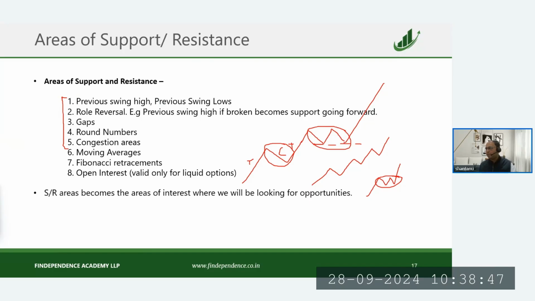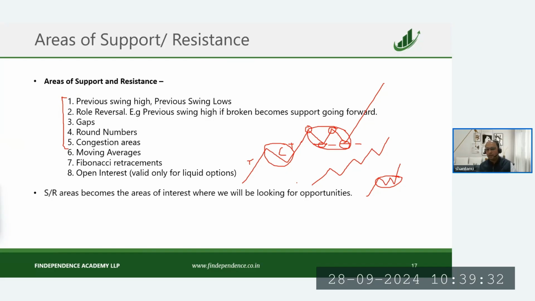Here is the previous swing low that we are looking at. This previous swing low acts as support, or previous swing high acts as resistance. Previous swing low and previous swing high are probable areas where price will take support or take resistance. I am stressing the word probable because just because there is a previous swing high, it doesn't mean price will take resistance. There is a probability that price may take resistance. It's a probable area.